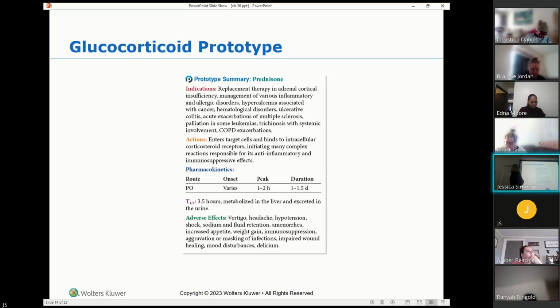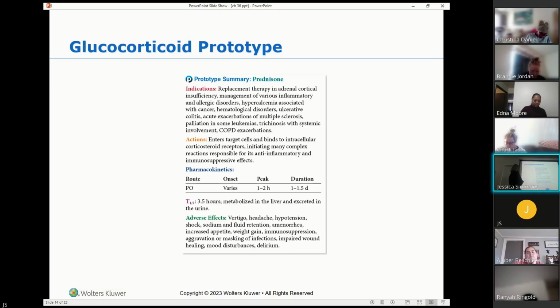Hematological disorders, ulcerative colitis. Ulcerative colitis is an autoimmune disease. Acute exacerbations of MS, multiple sclerosis, which is also an autoimmune disease. Palliation in some leukemias. Trichinosis with systemic involvement and COPD exacerbations, because again, we're talking about airway.